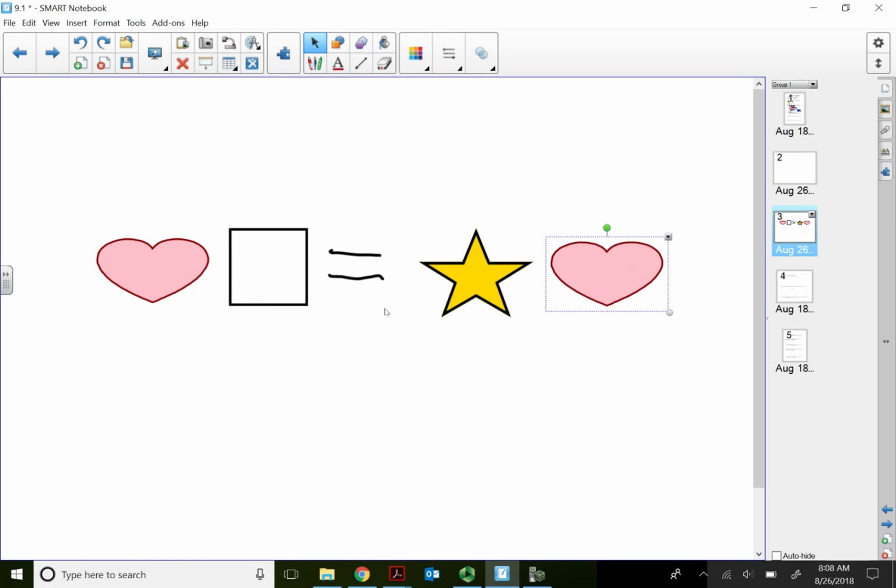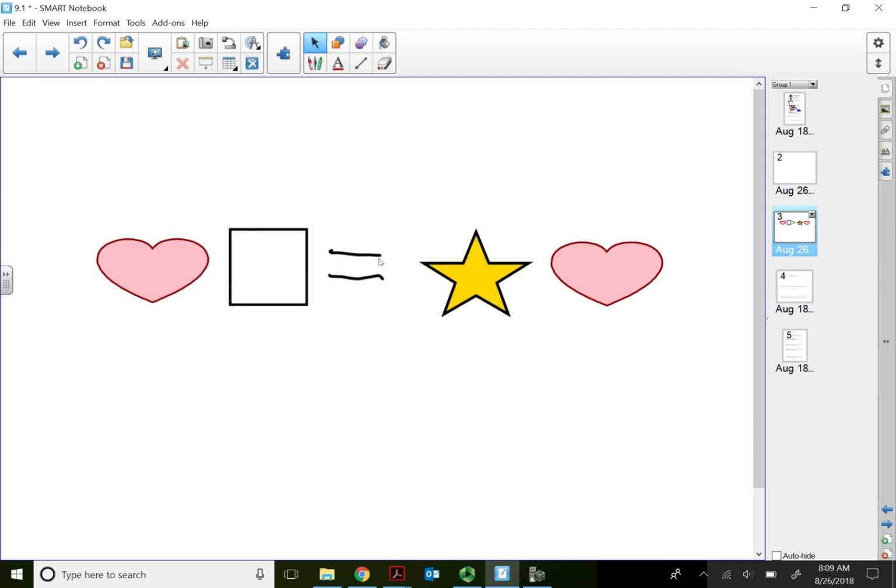Now I want to get my heart by itself. So what can I do? Well, first of all, I've got to see where my hearts are. I've got hearts on the left, I've got hearts on the right. So which side should I move my hearts to? And the answer to that is either side. You can have hearts on the right or hearts on the left.